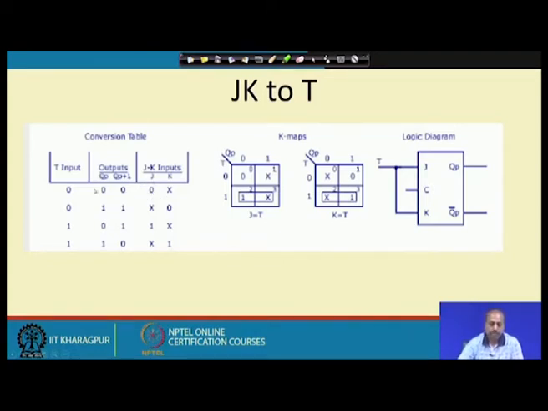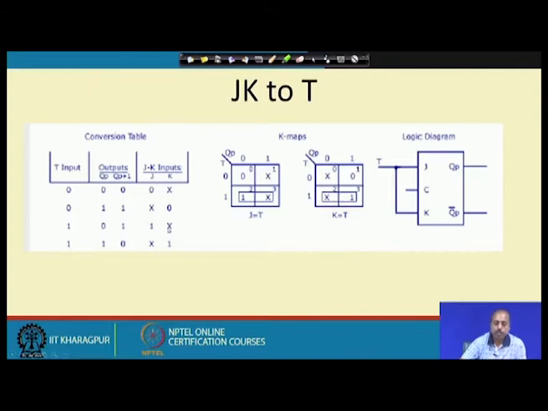Now, for the JK, if we want to get this type of behavior, then for 0 0 this J input must be equal to 0, K input can be do not care. For 1 1, K input must be equal to 0, because J input being 1 will set it to 1, and J input being 0 will maintain the previous value. So, in both the cases Q p plus 1 will be equal to 1. Similarly, if we are trying to get from 0 to 1, J input must be made equal to 1, K input is do not care.